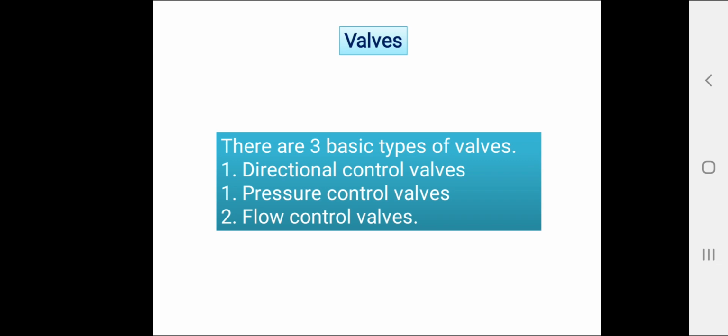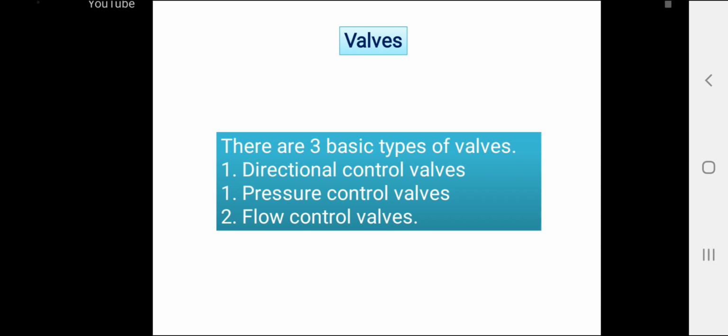In addition, fluid flow rate must be controlled in various lines of hydraulic circuits. For example, control of actuator speeds depends on flow rates. This type of control is accomplished through the use of flow control valves. In today's session, we will discuss the direction control valve.